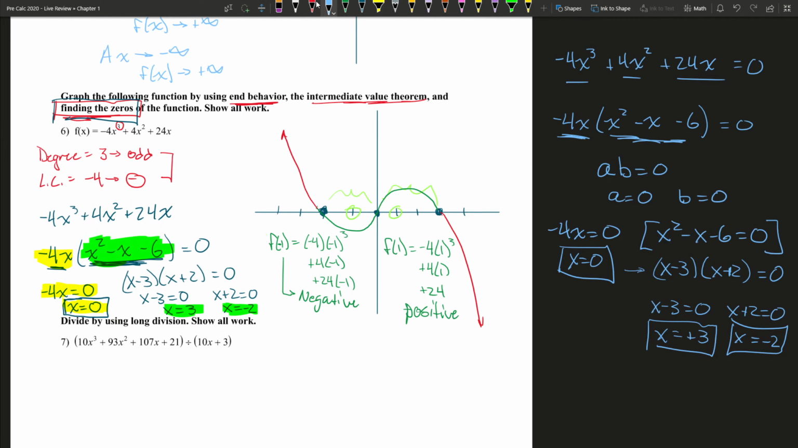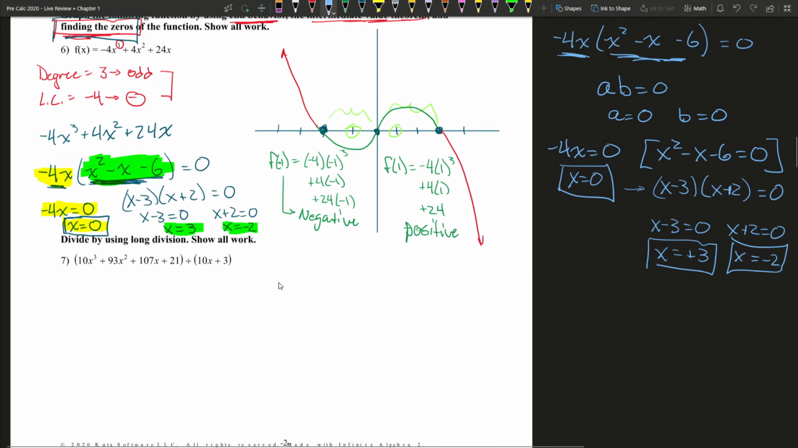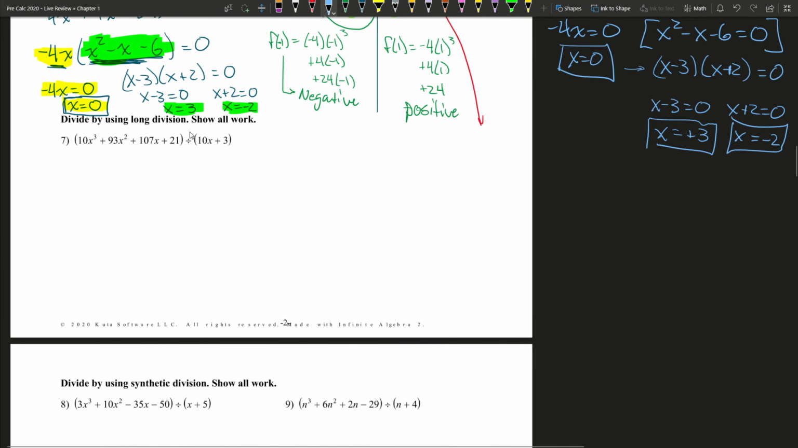All right, great. So that's like the chalkiest problem on this test. If we get that right, you really understand most of the concepts. So yeah, all right. Next is division. I'm going to make you do one long division and then two synthetic.